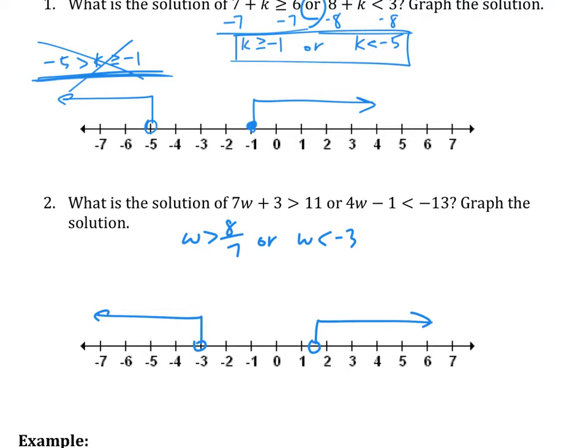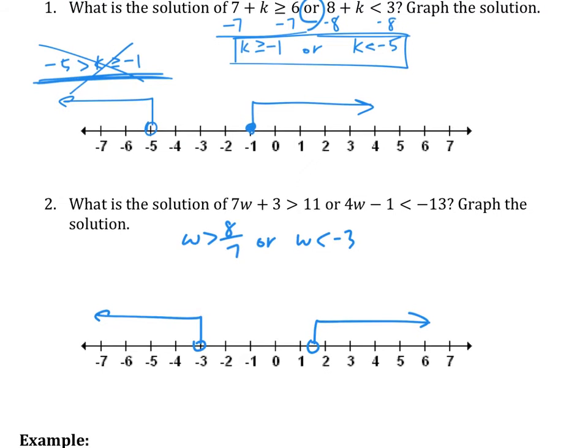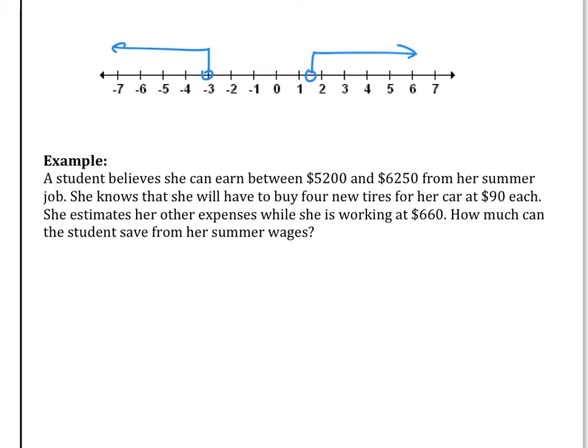All right, so this one, w is greater than 8/7 or w is less than -3. Okay, let's do this one word problem. A student believes she can earn between $5,200 and $6,250 from her summer job. She knows that she will have to buy 4 new tires for her car at $90 each. She estimates her other expenses while she is working is $660. How much can the student save from her summer wages?